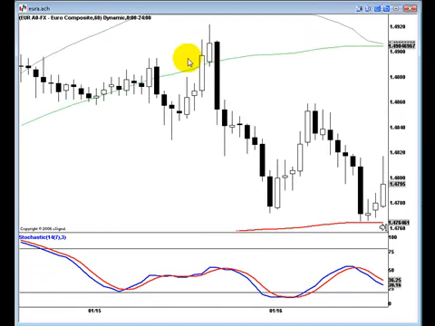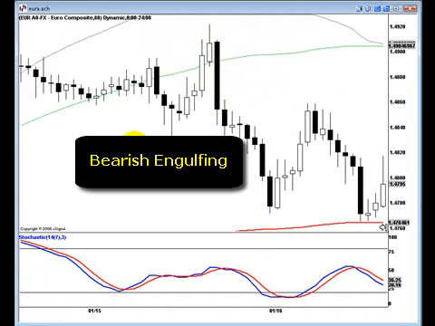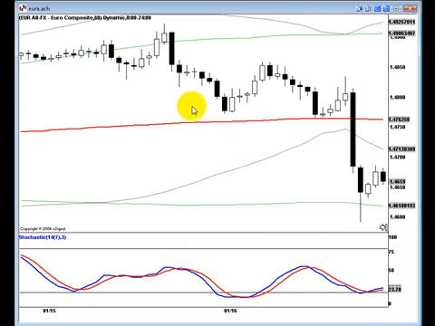There's a good example of a bearish engulfing candle after a tiny little spike through the 200-hour Bollinger Band. We didn't have an overbought stochastic, but nevertheless, that's a good example of a bearish engulfing candle following a tiny little spike high.